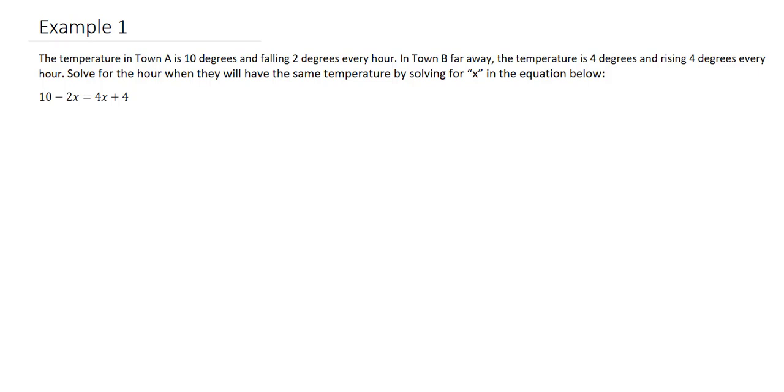So here we are. On one side we have town A, and then we have town B. It's 10 degrees falling 2 degrees every hour. x is the hour, and we need to find what hour that is when they're equal. Then we have the other town, which is 4 degrees, rising 4 degrees every hour. So that's 4x. Let's go ahead and start to solve this.